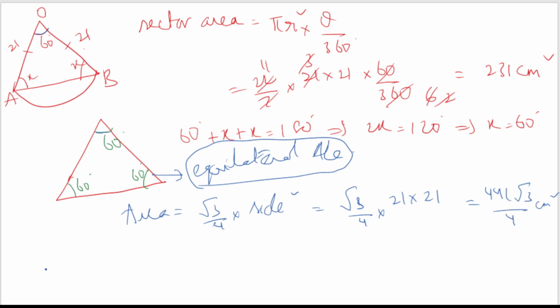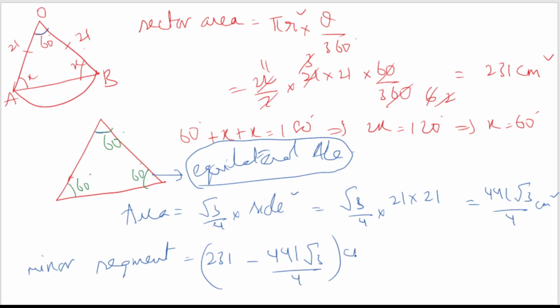Now what is the area of the minor segment? Area of the minor segment is equal to the area of the sector, 231, minus the area of the triangle, 441 root 3 by 4 centimeter square. This is the area of the minor segment.